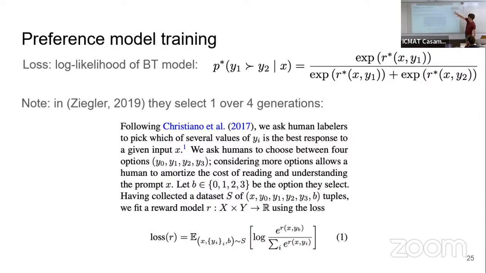There are some slight variations. For example, in the paper by Ziegler, instead of generating 2 and choosing the best, they generate 4 responses and you pick the best one. So it's the same objective, but with 4 responses. Why do they do this? They say it's just to amortize the cost of a human reading the prompt. So there is more variety, but in the end, it's the same reward model.